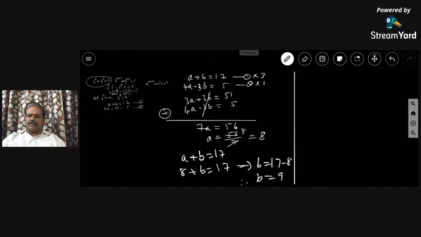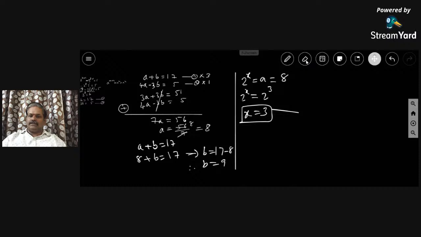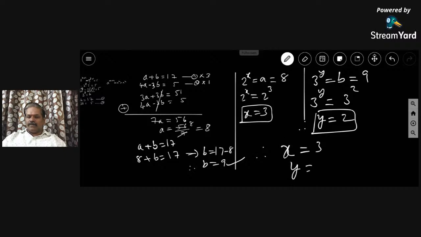So what is the original value? We assumed 2 to the power of x as a, which is 8. So 2 to the power of x is equal to 2 cube, so x is equal to 3. And 3 to the power of y we assumed as b, whose value is 9. 3 to the power of y is equal to 3 square, so y is equal to 2. So at last we conclude that x is 3, y is 2.